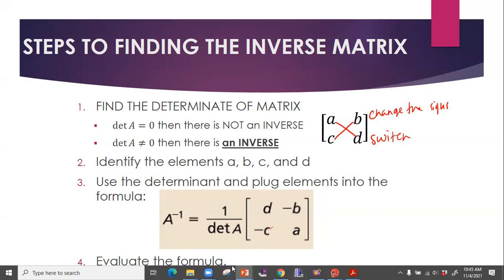All right. And then you evaluate the formula. Evaluate just means you're going to multiply or divide or whatever you need to do. Sounds terrible? No, it doesn't. Sounds doable.